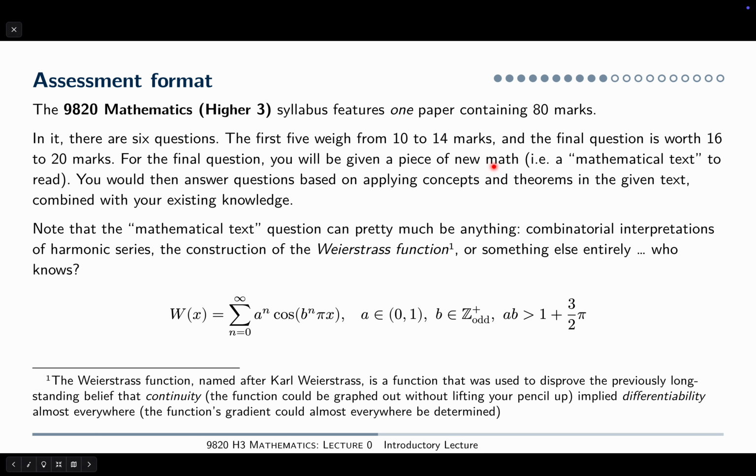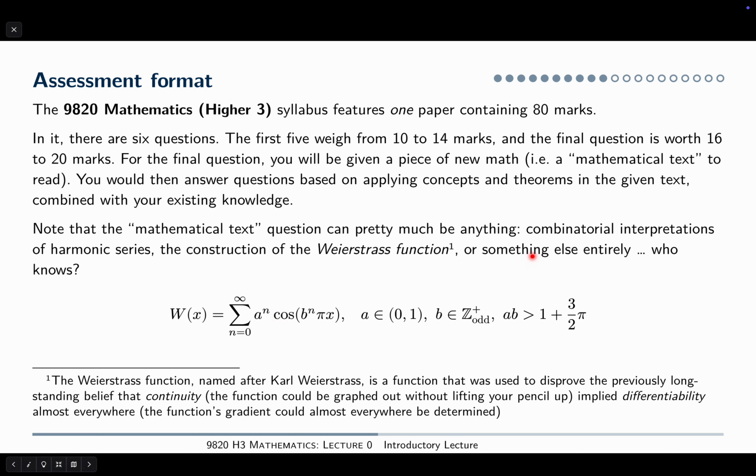And for this final question, the new part of the syllabus is that we'll give you a piece of new math, basically a text to read, and you will answer questions based on this text as well as your existing knowledge. And this text can be pretty much on anything. For example, it can be combinatorial interpretations of harmonic series, constructions of the Weierstrass function, and also essentially proving that it is continuous everywhere but nowhere differentiable. And we will talk about continuity and differentiability in the later part of this lecture series.